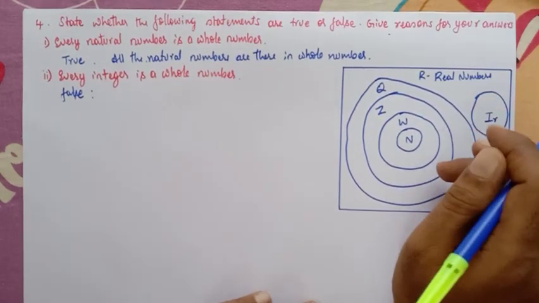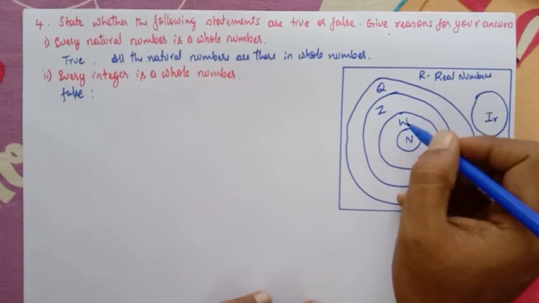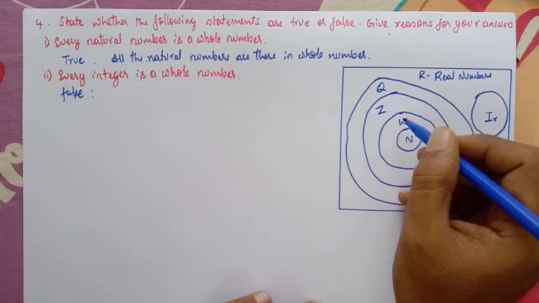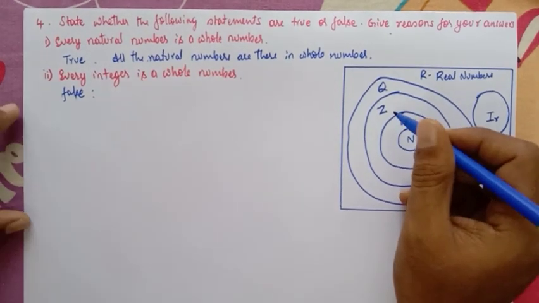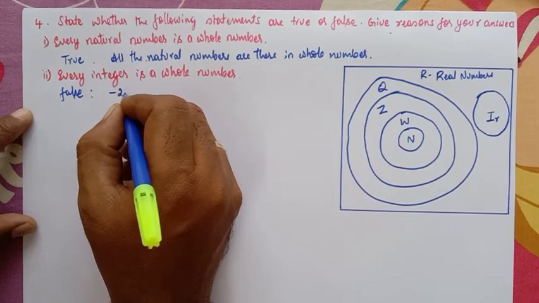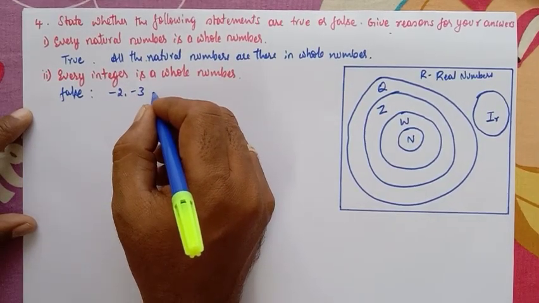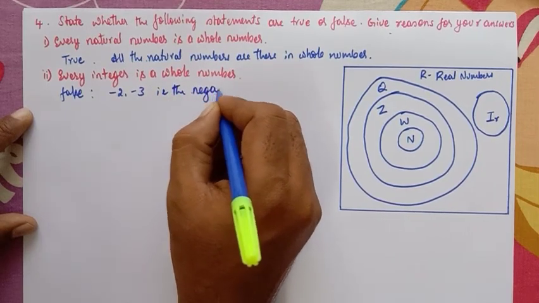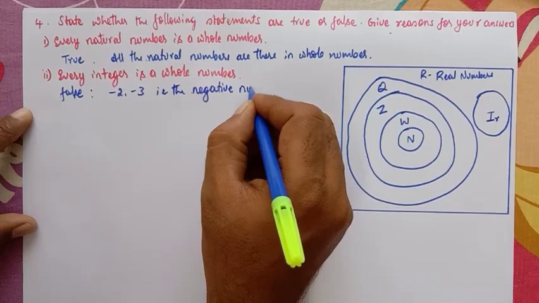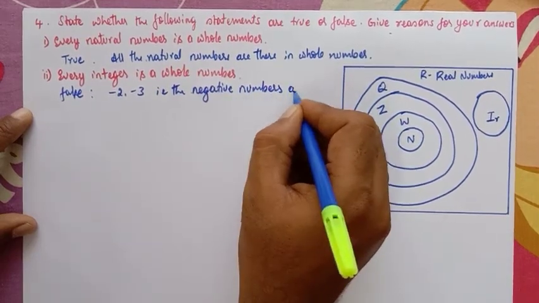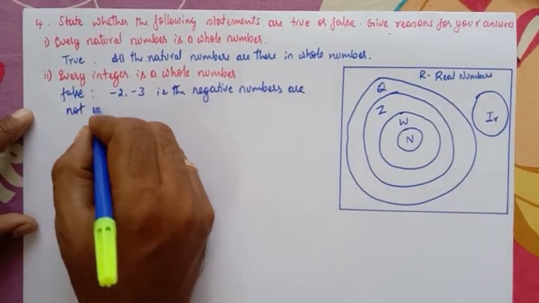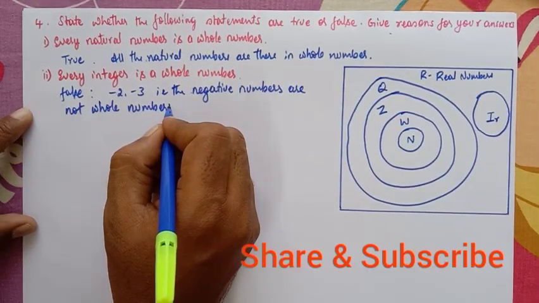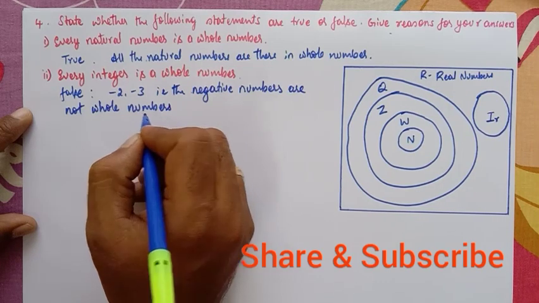You should understand here properly. So here every whole number is an integer, but every integer is not a whole number. Why? Because -2, -3, the negative numbers, are not whole numbers.